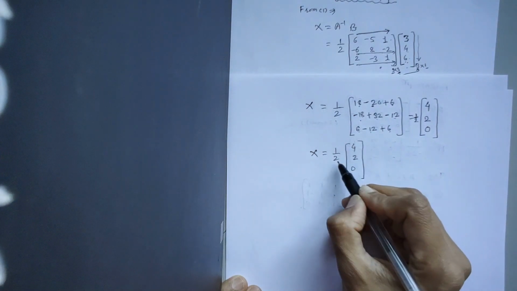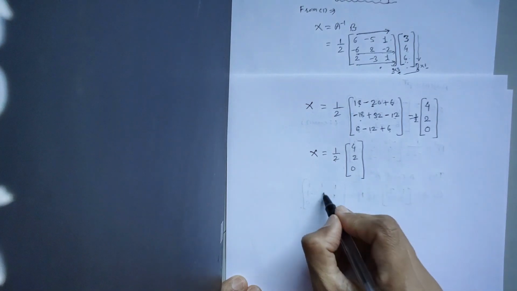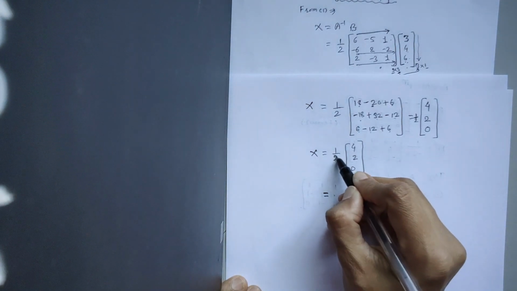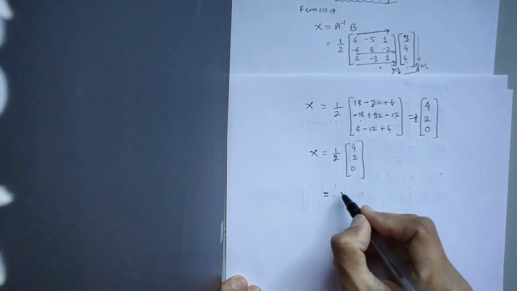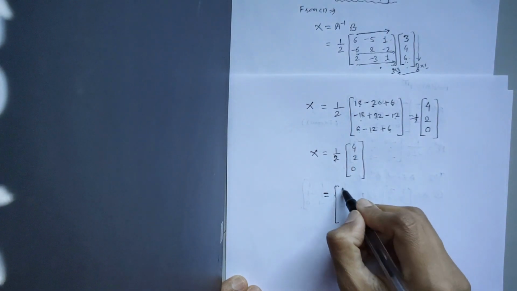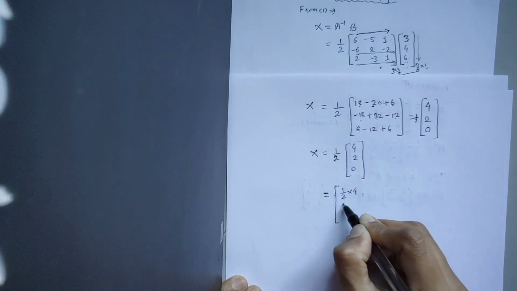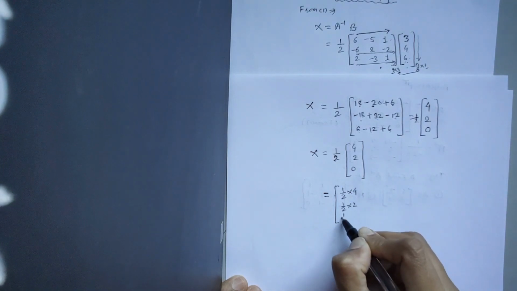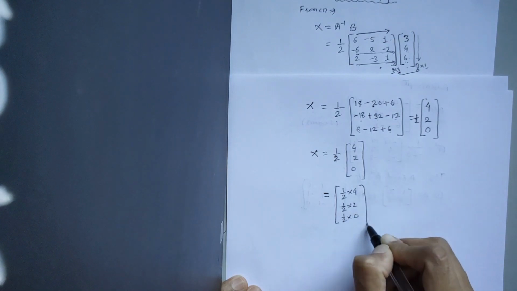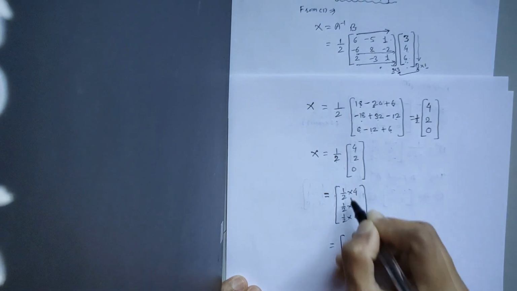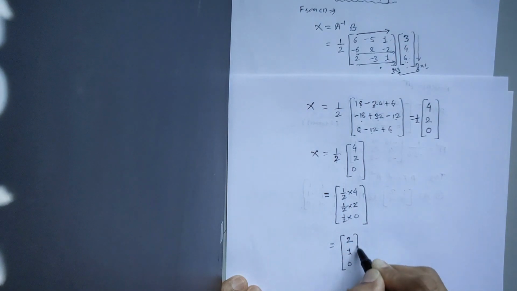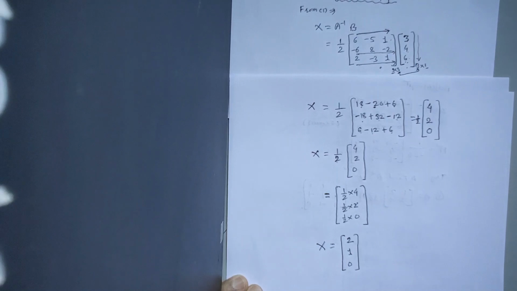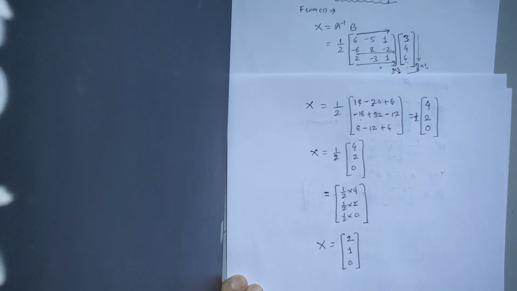Now multiply. This is the scalar multiplication that we have seen. If I need to multiply this 1 by 2 with this matrix, I need to multiply every element of the matrix with 1 by 2. So I am simplifying it. 1 by 2 multiplied by 4, 1 by 2 multiplied by 2, 1 by 2 multiplied by 0. So what will I get? This gets cancelled, this gets cancelled. 2, 1, 0 is my matrix X. And what is my matrix X?